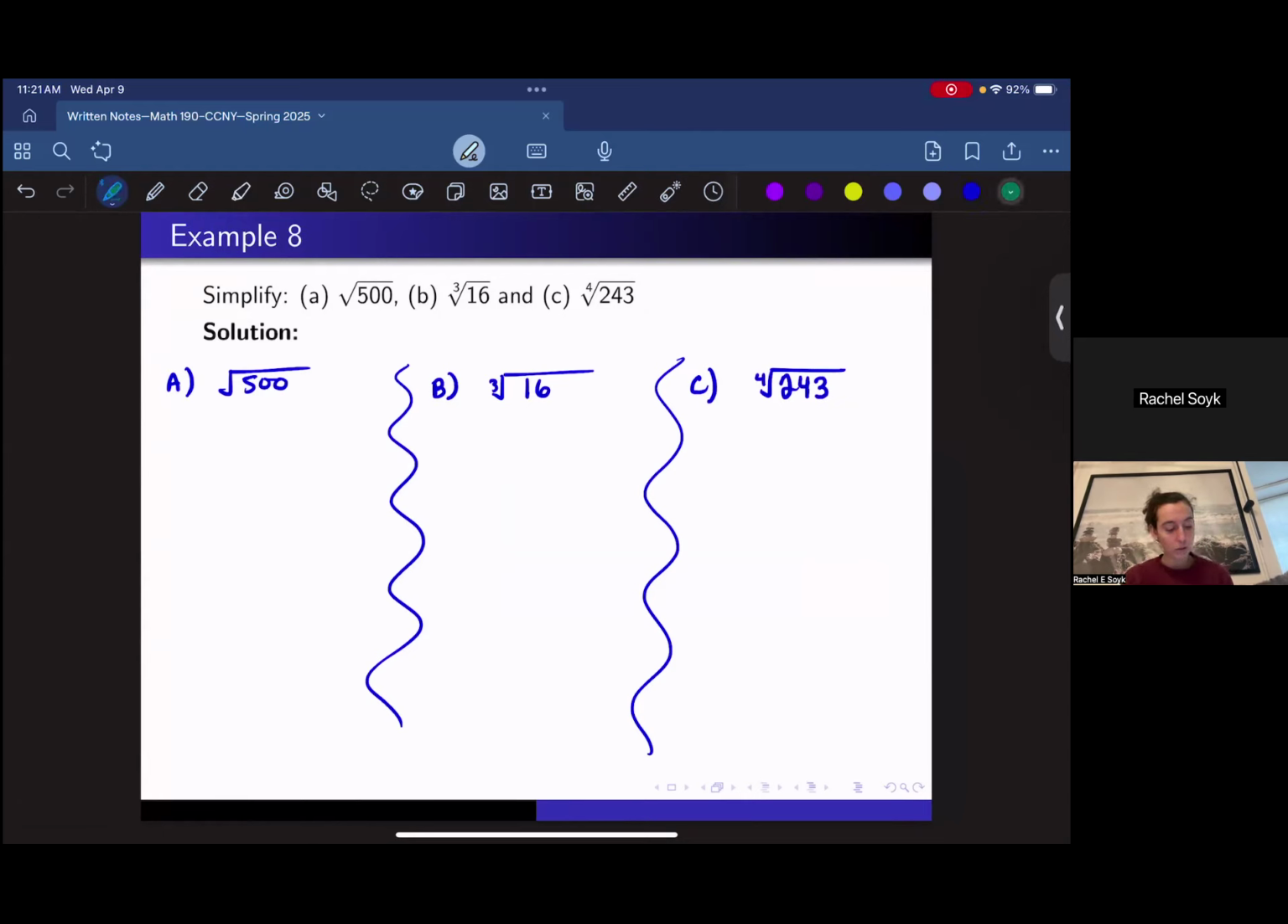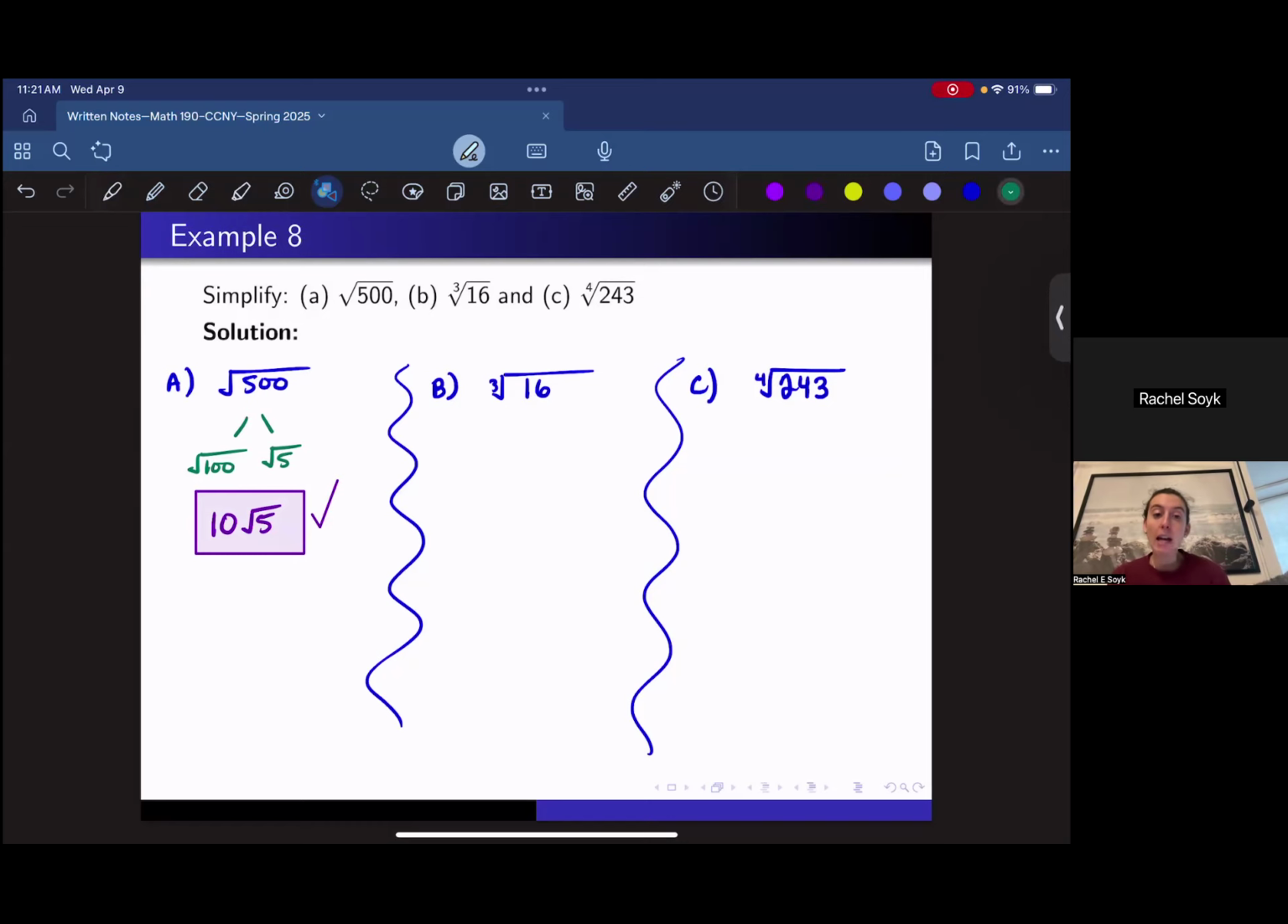So for the square root, we ask, okay, what is the highest perfect square that goes into 500? And that's 100. How many times does 100 go into 500? It goes in 5 times. And we know that the square root of 100 is 10. Square root of 5 cannot be simplified further. So our final simplified radical form is 10 square root of 5.